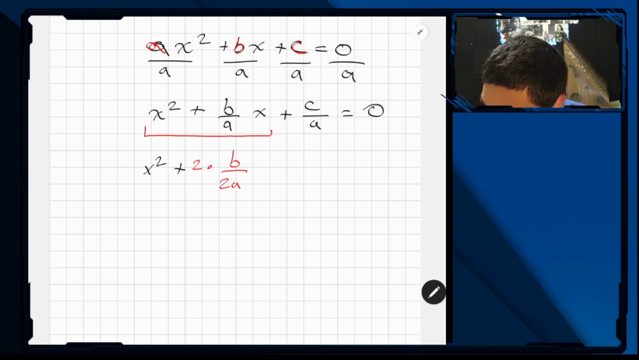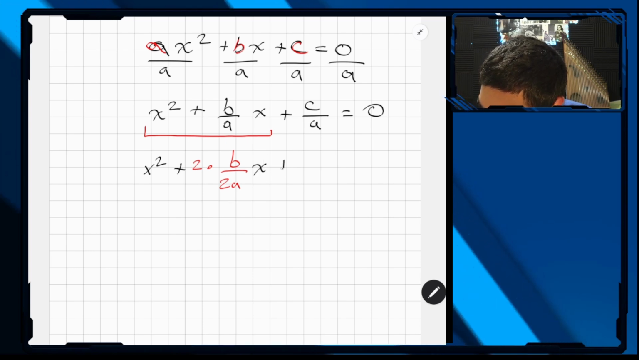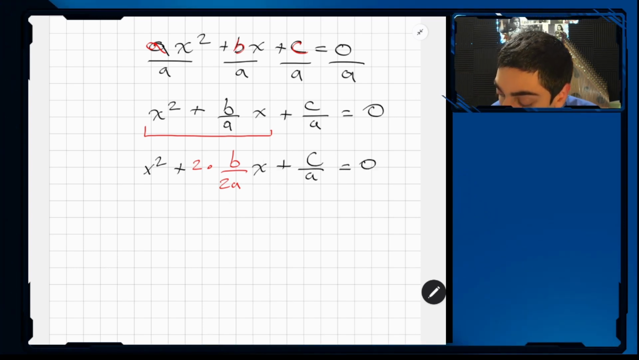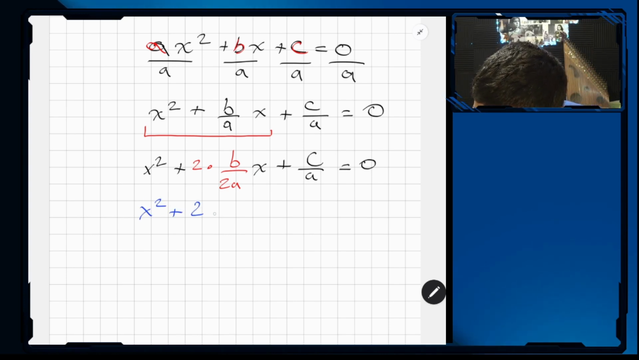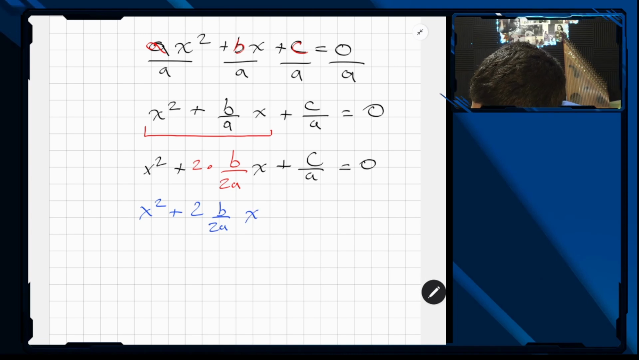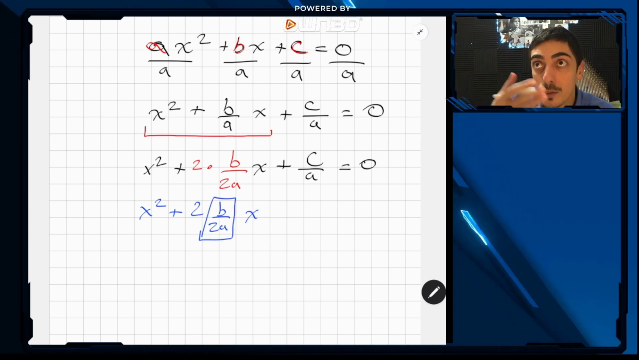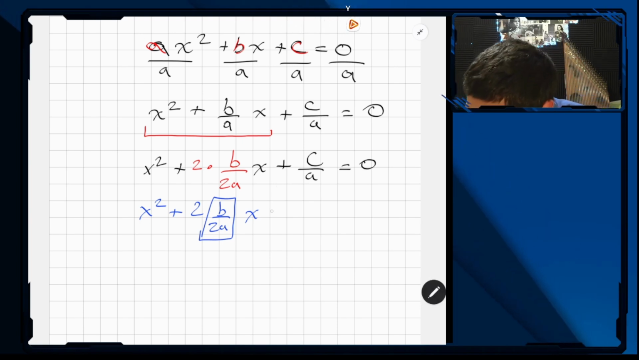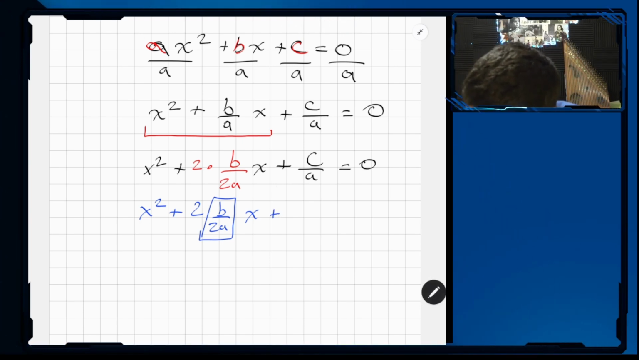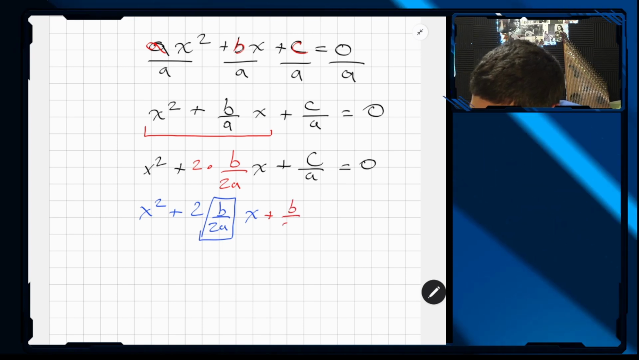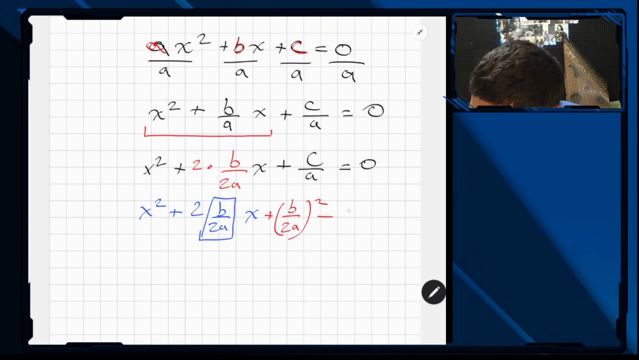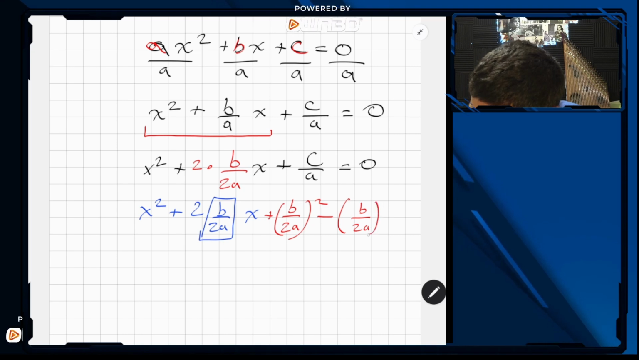Okay. And then x plus c over a equals 0. And now I can complete the square. Now I have the beginning. I have x squared plus 2 times b over 2a x. This guy here is my other term, a squared plus 2ab plus b squared, right? So this guy is my other term in the remarkable identity. So I'm gonna add that square here, and then remove it just like we usually do.